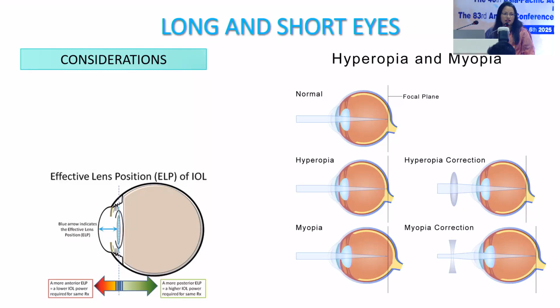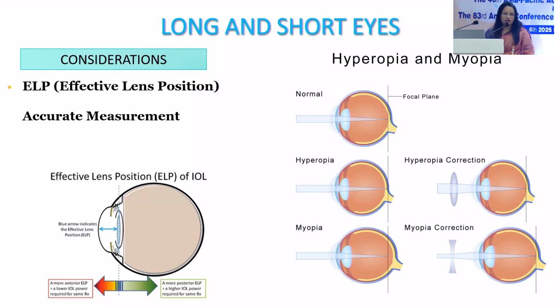So why are we considering these long and short eyes? Because the effective lens position, which is a very important component of IOL power calculation, is assumed to be similar for all types of eye. Suppose we have a longer eye, that doesn't mean that the effective lens position will always be similar, because in longer eyes the anterior chamber depth might be deeper, but this won't always be there. So accurate measurement of effective lens position is very, very important.